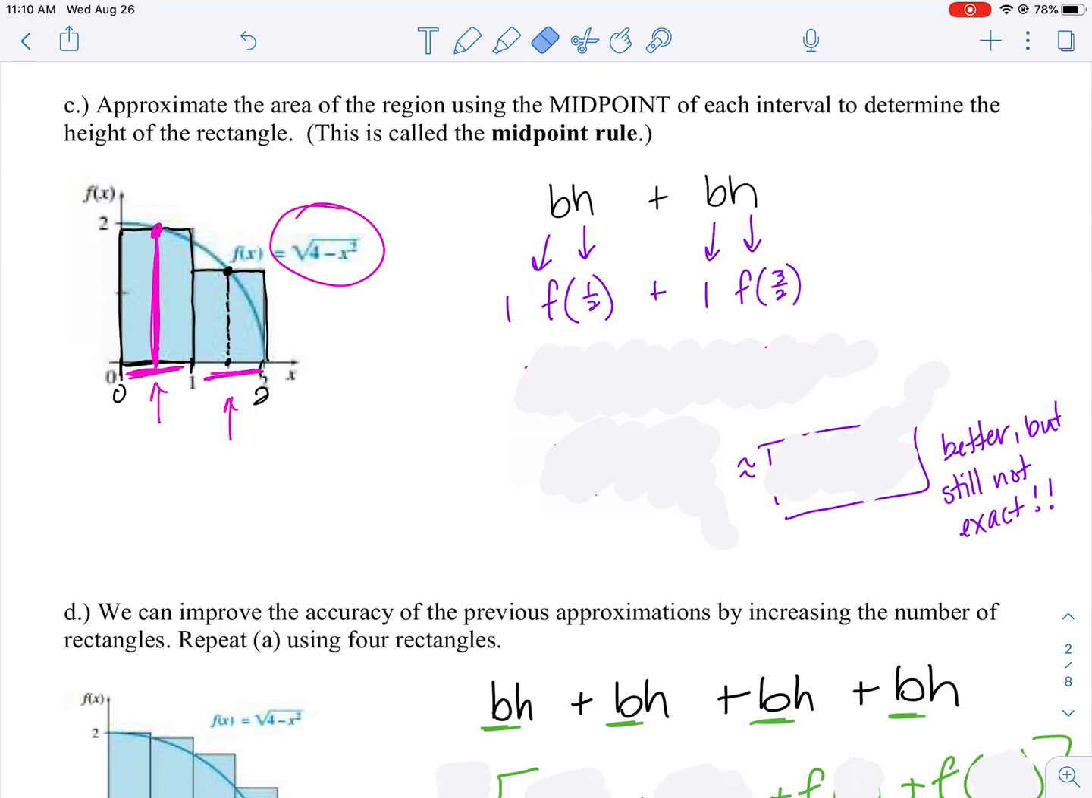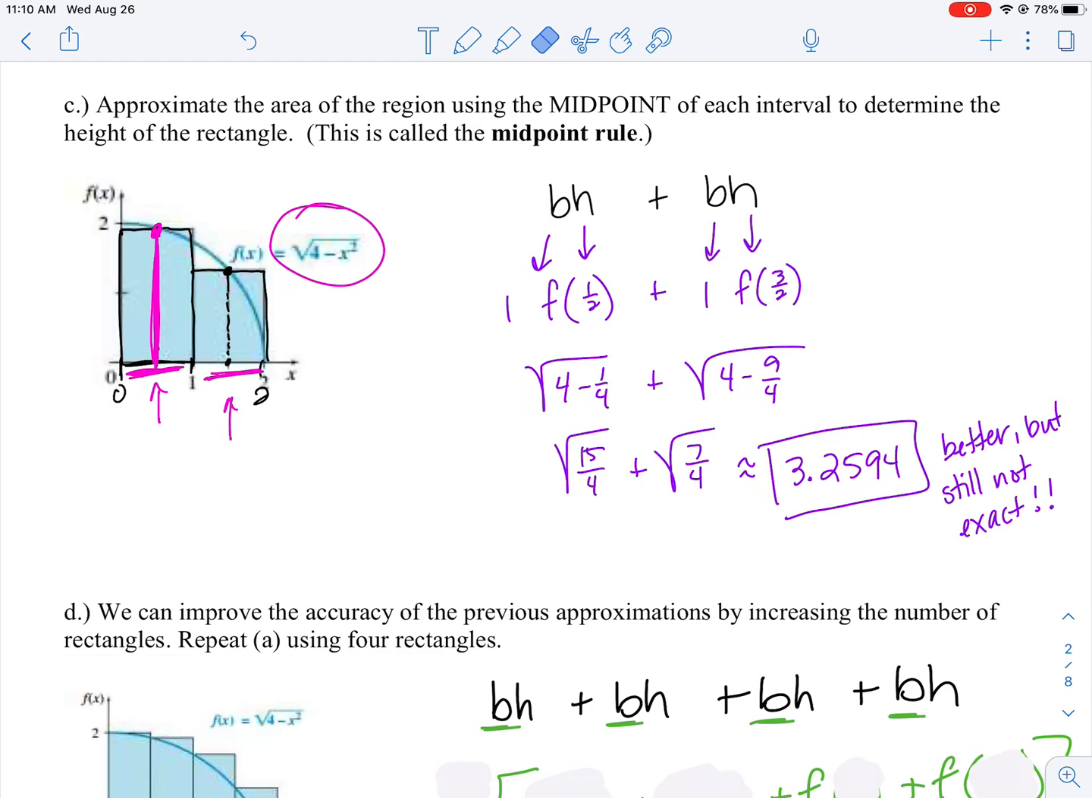So we could do base times height plus base times height. When I did that, and I squared 1/2, I got 1/4. When I squared 3/2, I got 9/4. I used my common denominators and added or subtracted my fractions together, and I got the square root of 15 over 4 plus the square root of 7 over 4. When I punched that in my calculator, I got 3.594. Remember, this is not exact. This is still an approximate area, but it's better than what I had before.